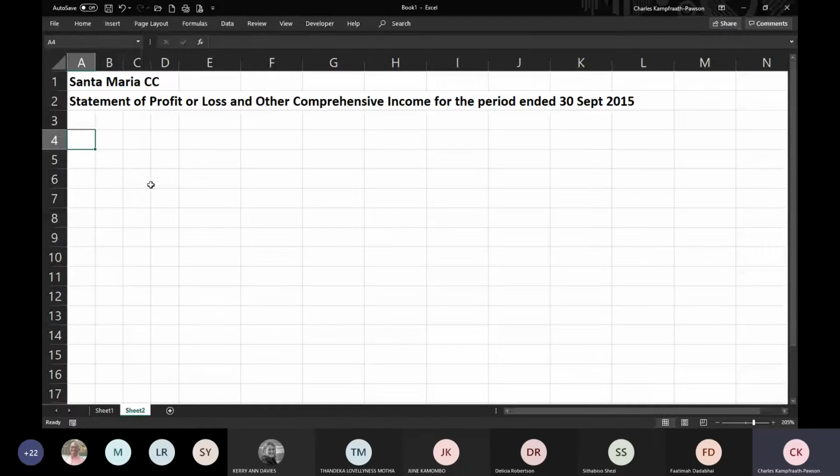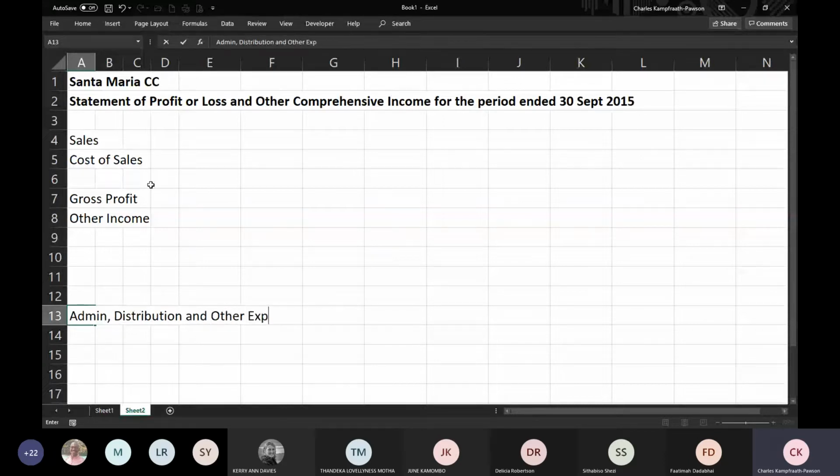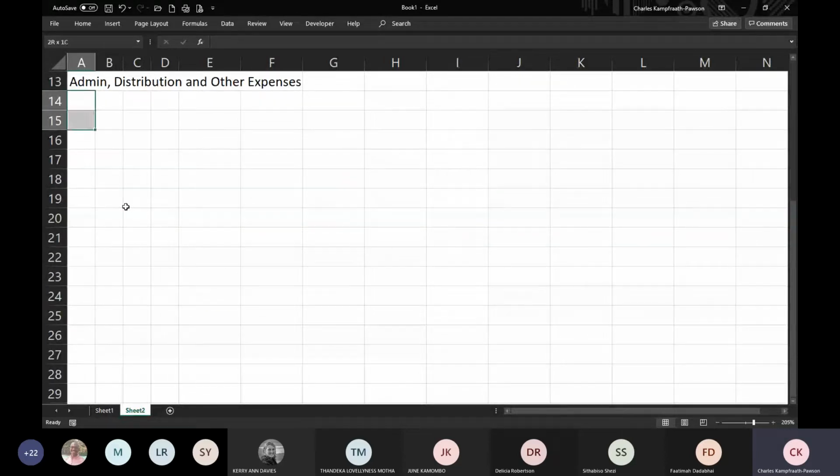So we can already say sales and cost of sales will give us our gross profit. And then we will have other income. Let's leave about 5 lines open. Then we'll have admin, distribution, and other expenses. Let's leave about 10 lines open there.